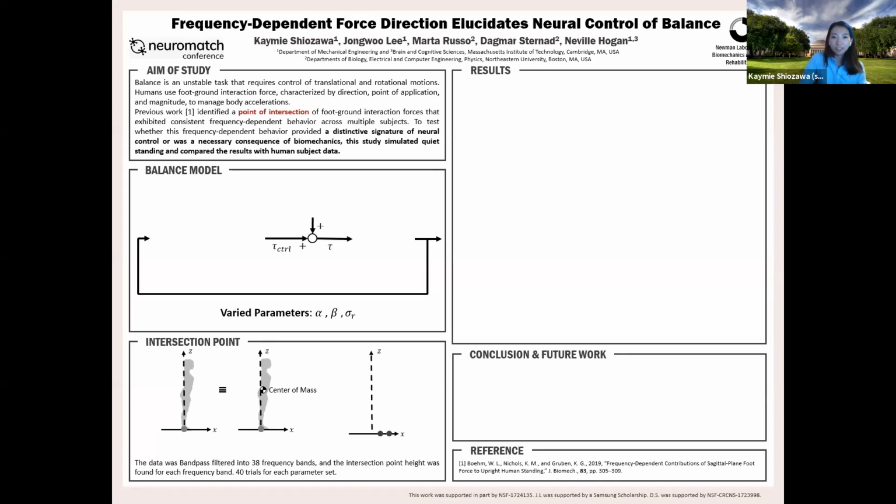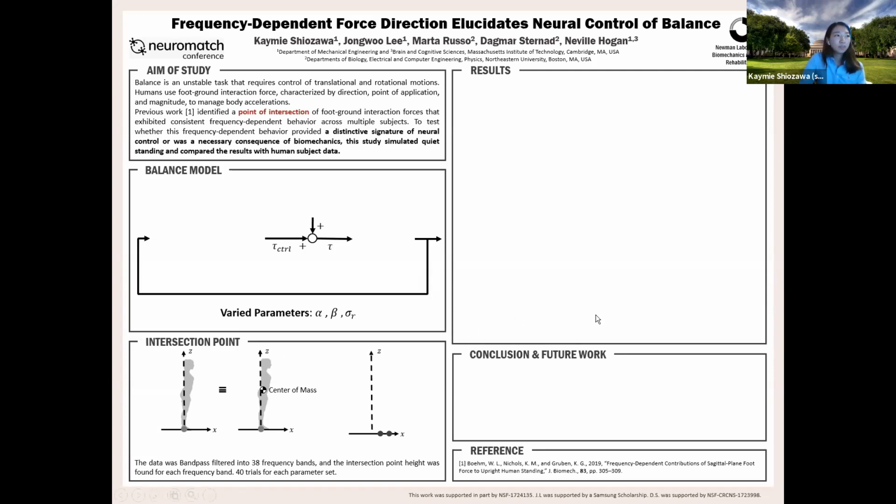control of human balance. To test whether the intersection point's frequency dependence observed in humans was a distinctive signature of neural control or was a necessary consequence of biomechanics, this study simulated quiet standing and compared the results with human subject data. Separating the neural contribution from biomechanical factors by only observing human motion is challenging.